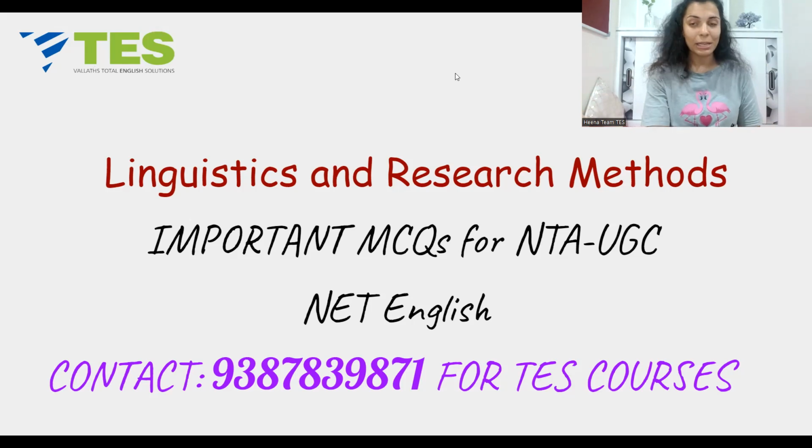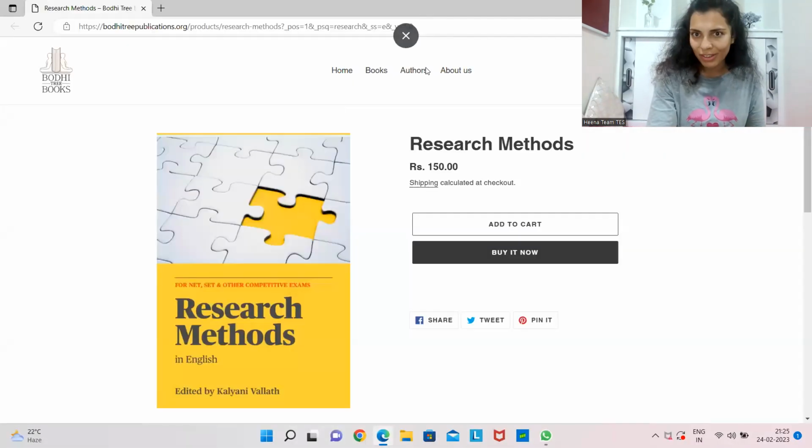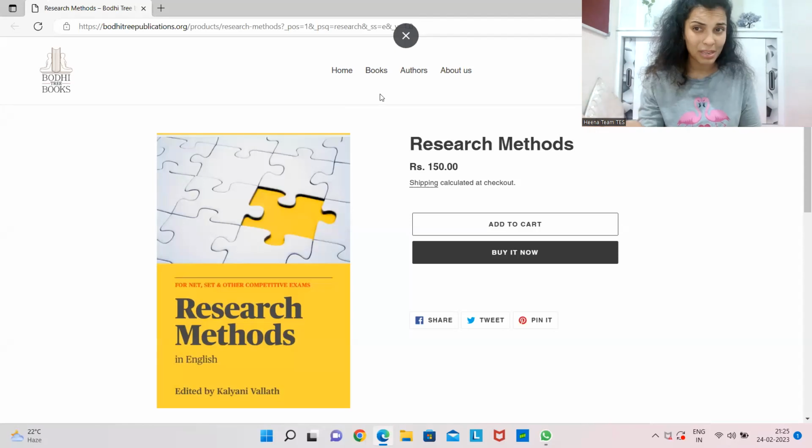Okay, listen now. There are 3 important books by Bodhi Tree Publication which will help you with these topics, linguistics and research methods. I would love to share them with you because they are also assets. Here is book number 1, Research Methods. Just 150 rupees. It's awesome.